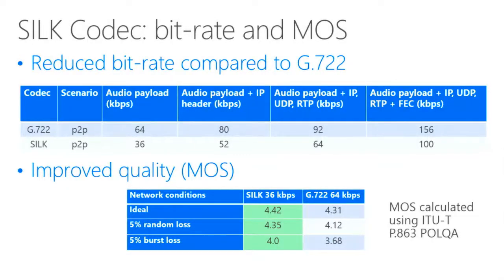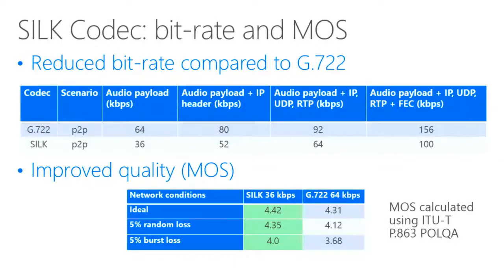The other reason why we like Silk over G722, besides the bandwidth, is the improvement in quality. The table at the bottom shows our measurements of the improved listening quality MOS, comparing Silk to G722. Under ideal network conditions, they're close. Silk is slightly better. But then the difference gets bigger as we start adding random loss and bursty loss. The burst loss is more typical on your Wi-Fi networks.